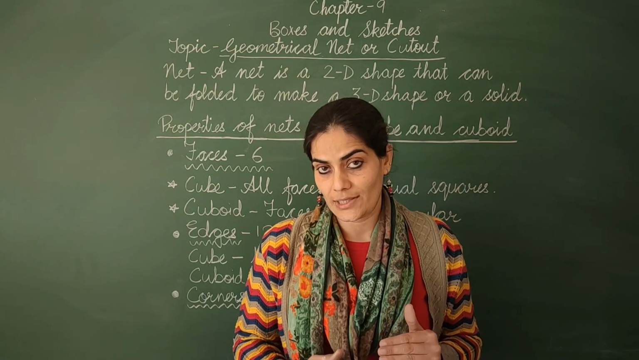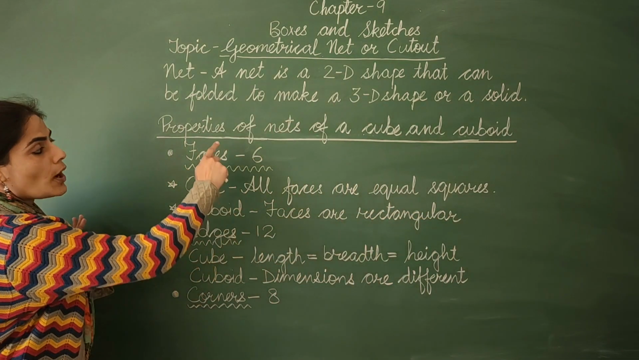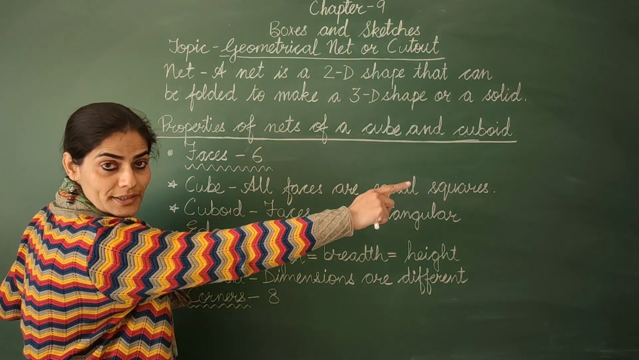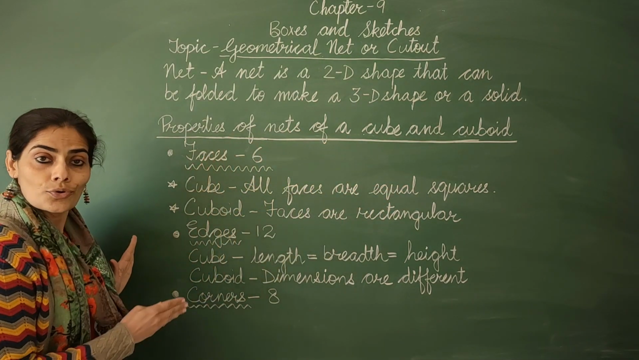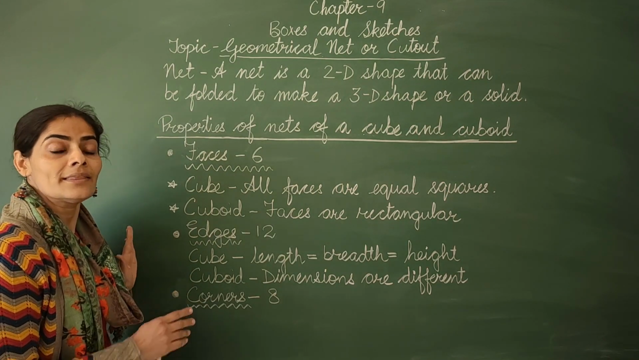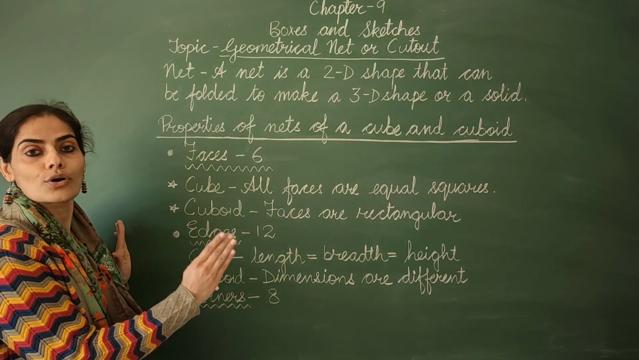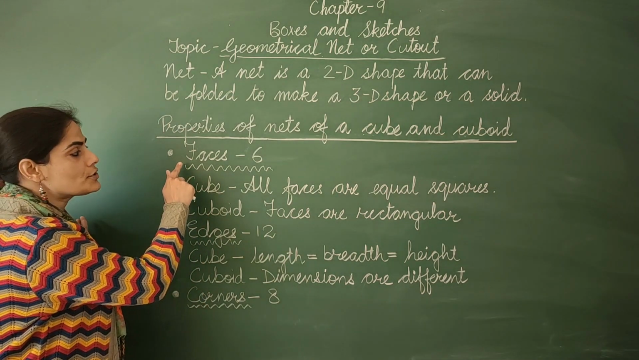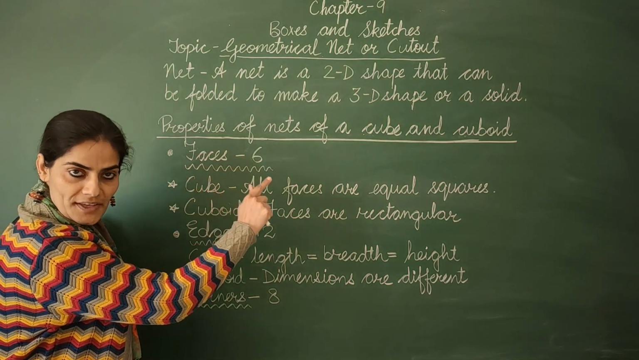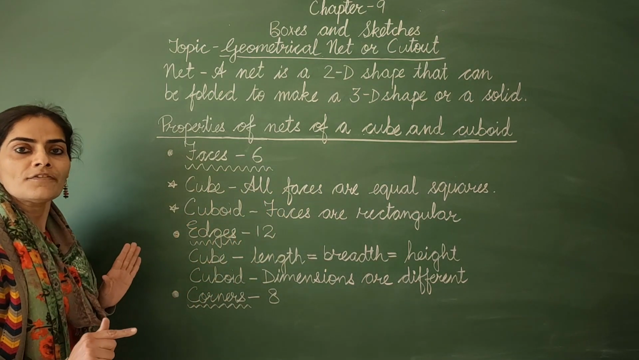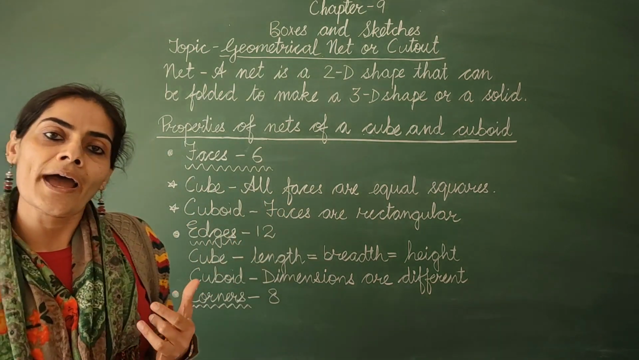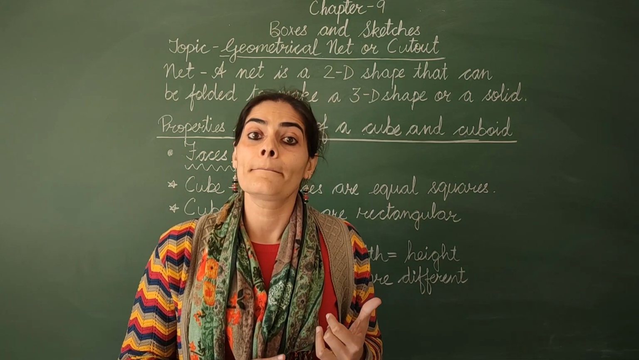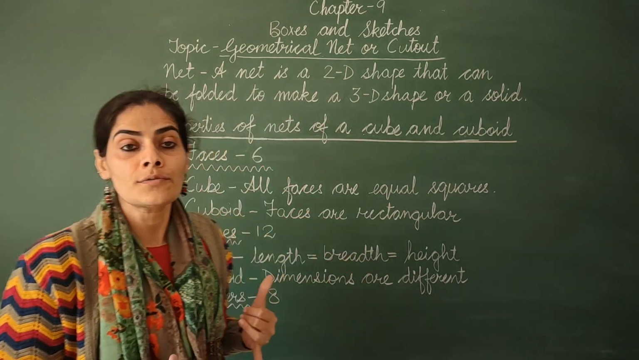Now, before we learn to draw the nets of a cube and a cuboid, let us learn about their properties. You first need to know these basic things, and then only you will be able to draw a net yourself. The first thing you need to know is the number of faces. The number of faces in a cube and cuboid are equal. They are 6. But there is a difference in both.